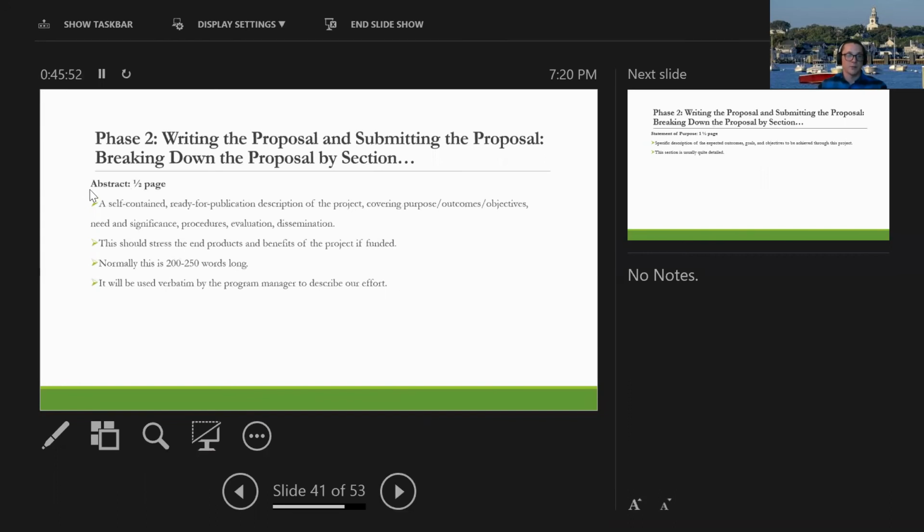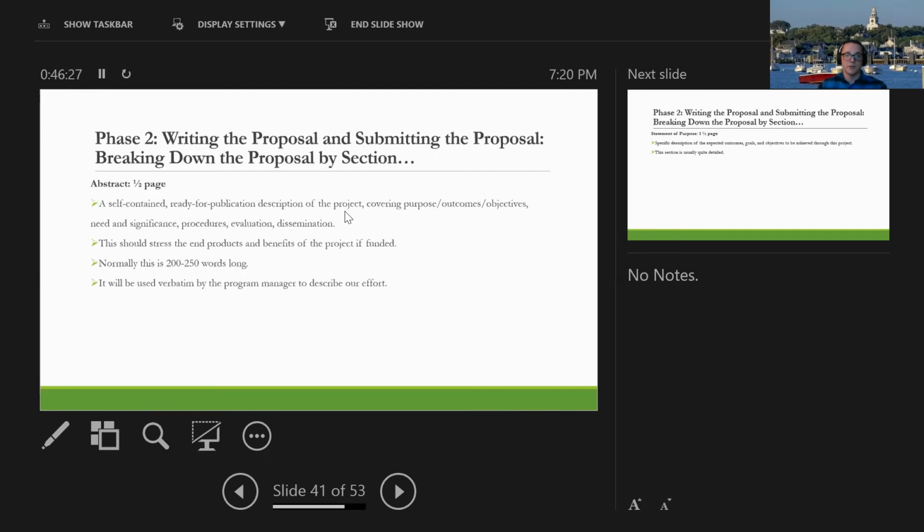So coming into this, this is about the beginning. We talk about our abstract, typically half a page. It is a self-contained, ready for publication description of the project. Really, in grant writing, I wouldn't go as far as to call it technical writing, but it is very intentional, direct, and succinct writing. No passive voice. Get to the point. If you have fluff, what I call flowery writing, take it out.